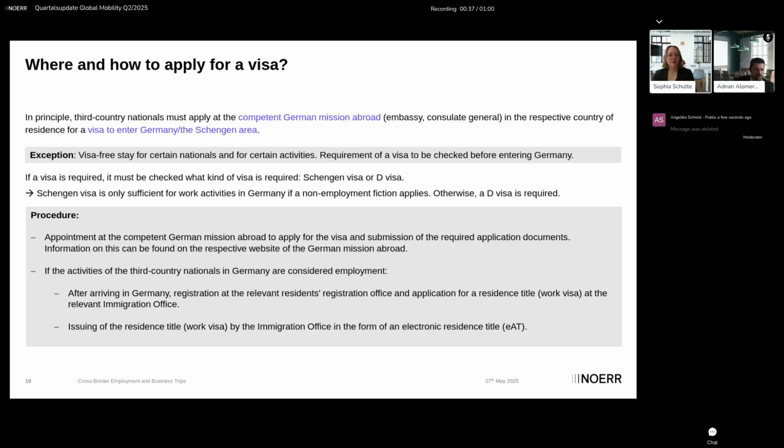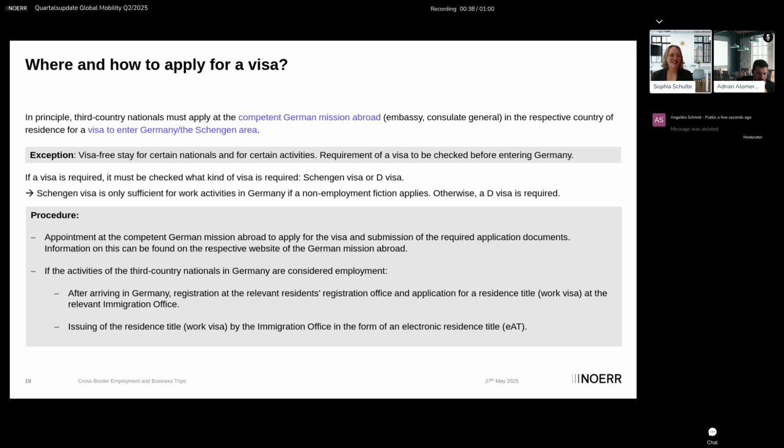And now some information on best practice, how to apply for a visa if our review has come to the conclusion that one is necessary. So usually, as we already mentioned, the visa needs to be applied for at the competent German mission abroad. So the third country nationals can't come to Germany to apply for the visa here, but they have to do it in their home country before entering Germany or the Schengen area.